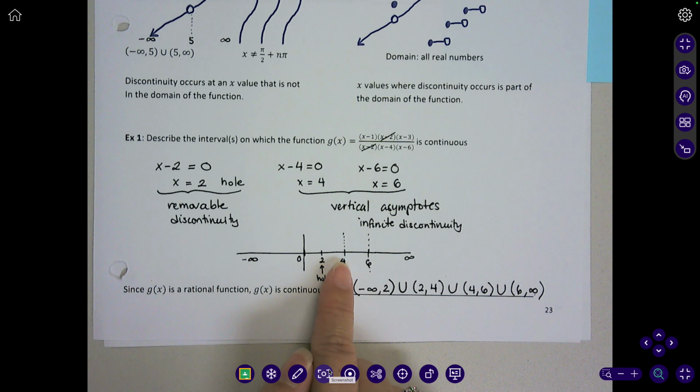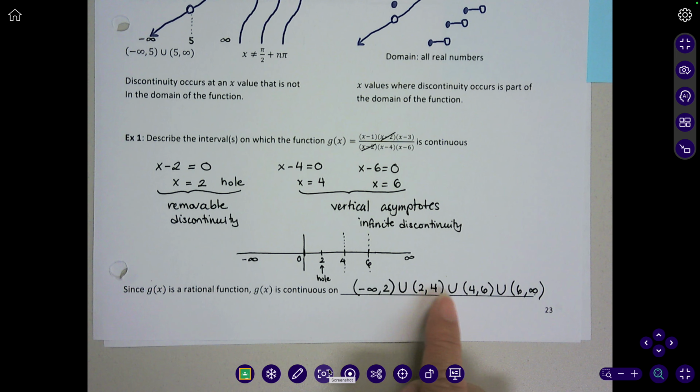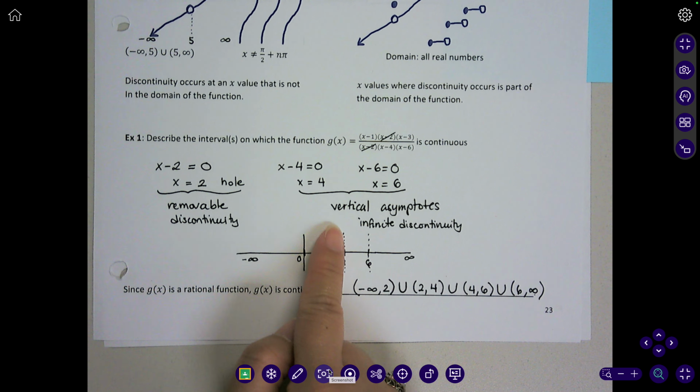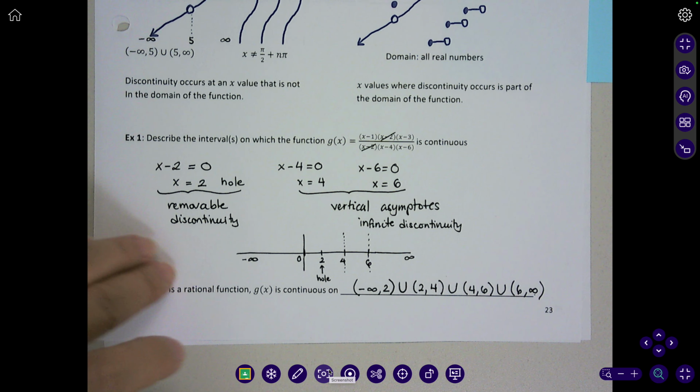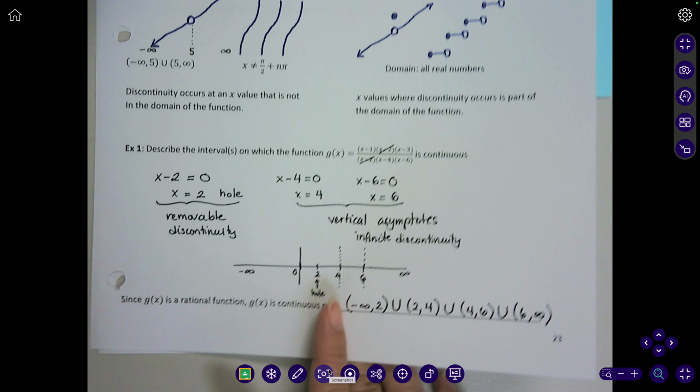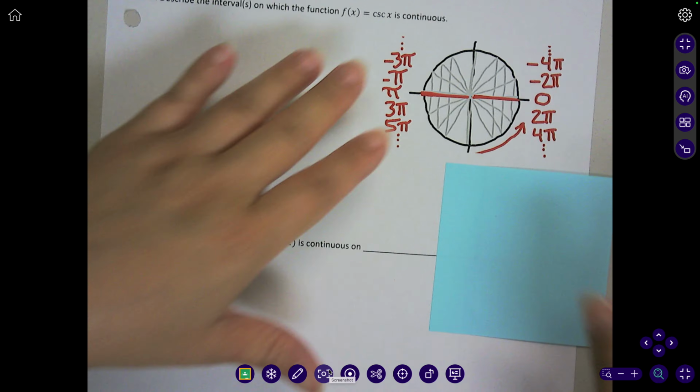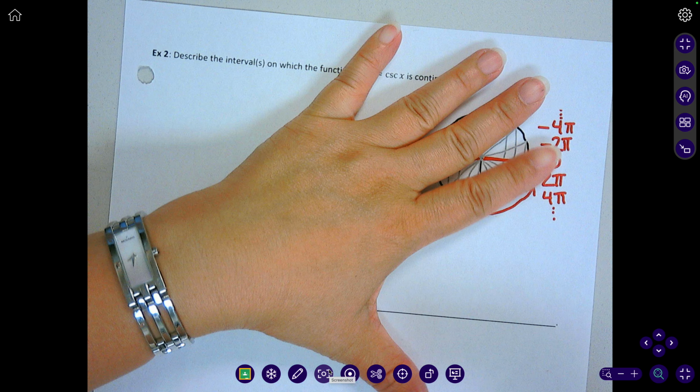And then from 2 to 4, again, removing the discontinuity at 2 and the vertical asymptote at 4, then anything between 2 and 4 is going to be continuous. All right? And that's what we found. So today, we're going to take a look at one more example. We're going to look at example 2 right now.